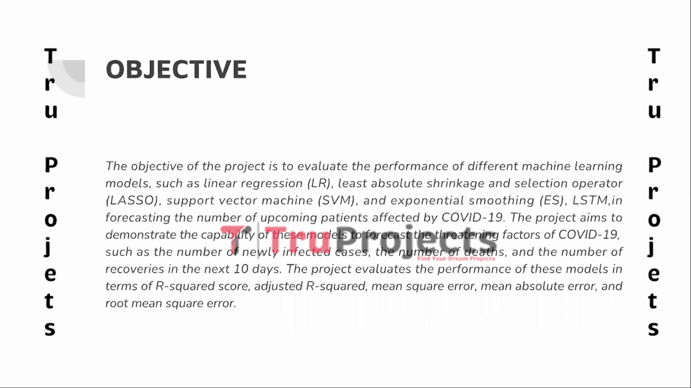The project's goal is to assess the effectiveness of various machine learning models, including linear regression, least absolute shrinkage and selection operator, support vector machine, and exponential smoothing in predicting the number of future COVID-19 patients. The objective is to showcase the models' ability to forecast critical COVID-19 factors such as new infections, deaths, and recoveries over a 10-day period. The project evaluated the models' performance using metrics like R-squared score, adjusted R-squared, mean square error, mean absolute error, and root mean square error.